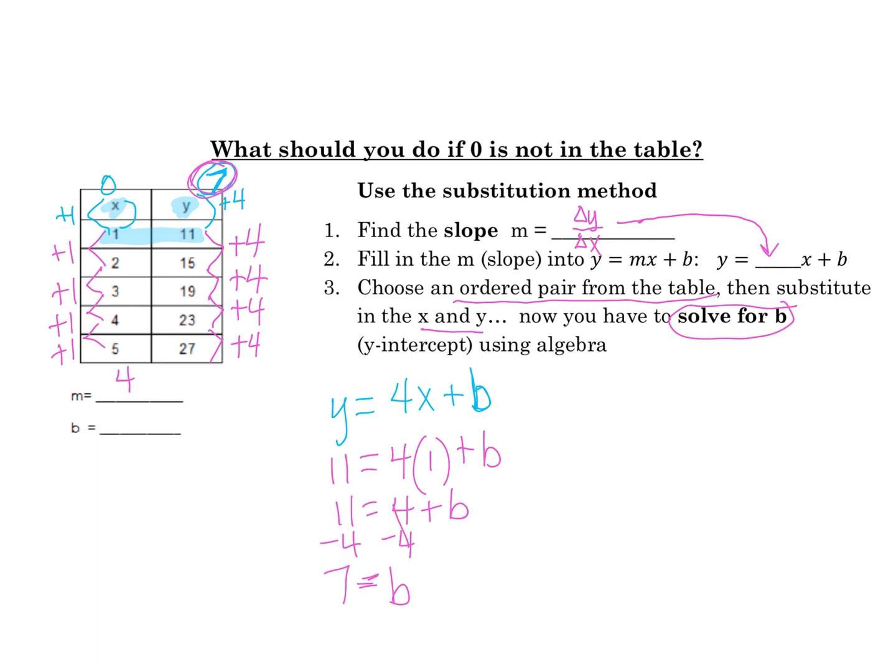But again, it's not always easy to go back to 0. Like if these points were way higher, we wouldn't want to just keep going back. This would be a little bit faster, okay? So then, now I'm able to go ahead and write my equation. My equation for this table is y equals 4x plus 7.